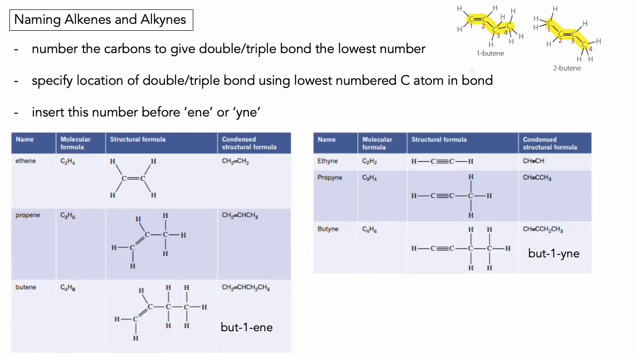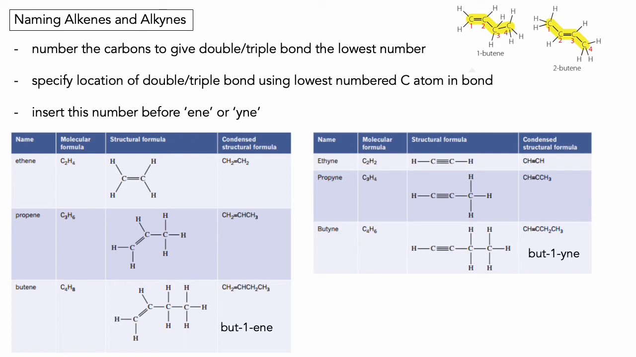All right, let's start naming some alkenes and alkynes. Now, the good news is the method we use for naming our alkanes, a lot of that still holds true when we're naming alkenes and alkynes. There are a couple of differences, though, that we're going to go through now. And the first difference, the big difference, is when we did our alkanes, we actually numbered the carbons to give the side chains or the alkyl groups the lowest possible number.